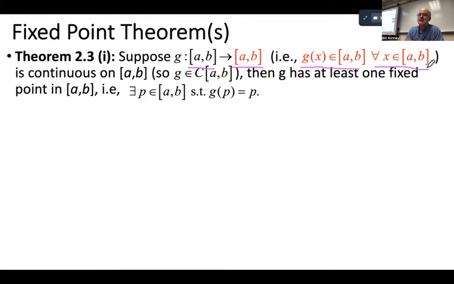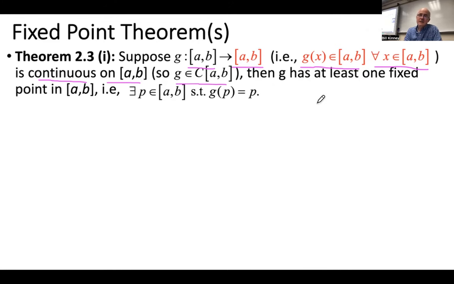That upside down A means for all, if you've forgotten or if I haven't told you. G of X, the output of G, is in the same interval from A to B, no matter what X is in that same interval. And we're also assuming it's continuous on the entire interval from A to B, again, expressed compactly with that notation. G is an element of that vector space.